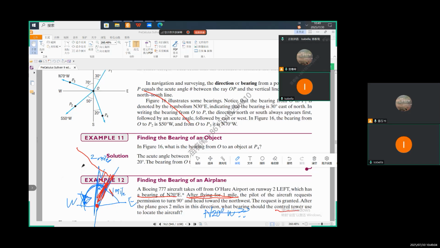That's a good question, but the question is now he's asking the control tower, which is here, to locate the aircraft, which is here, using the bearing as before. This is O, this is P. He's asking what the bearing is from O to P. Does that make sense? That's why they ask what bearing the control tower should use to locate the aircraft. Oh, basically, okay.